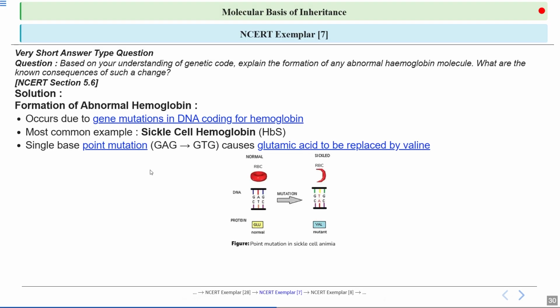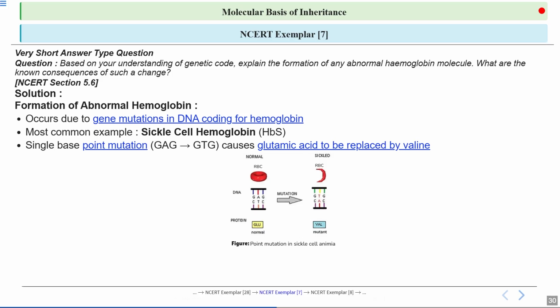You can see normal RBCs. Normal RBCs are biconcave. So this is the codon sequence, GAG. In case of sickle cell RBCs or sickle cell hemoglobin, you have GTG instead of GAG. So instead of A, you have T here at the second position of the codon. So the protein which will be synthesized here will consist, in the normal hemoglobin, of glutamic acid. In the sickle cell hemoglobin, you have valine at the 6th position. So there is a mutation at the 6th position of the beta globin chain.